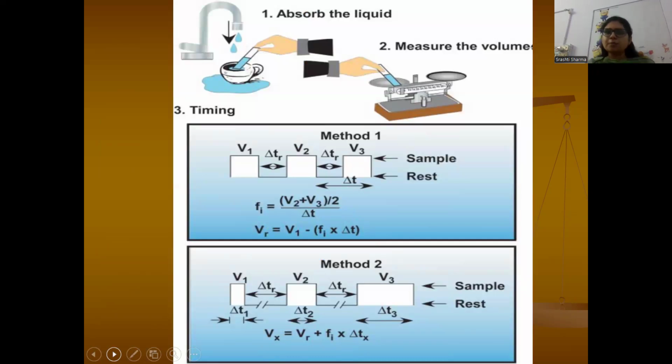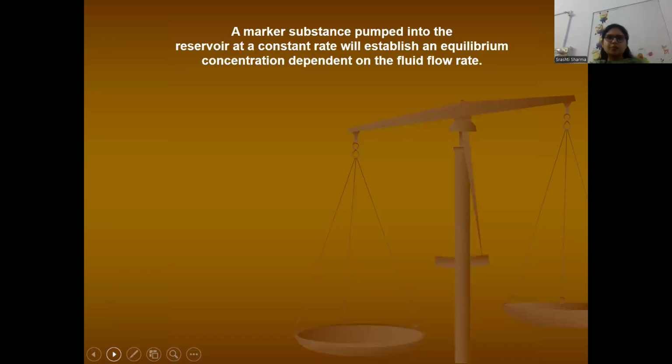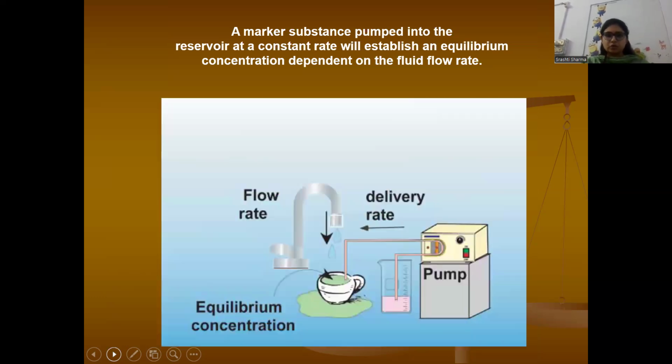So, number 1, absorb the liquid. Number 2, measure the volume. And number 3, timing. So here we can see mathematically method 1, method 2, and method 3: a marker substance pumped into the reservoir at a constant rate will establish an equilibrium concentration dependent on the fluid flow rate. So here we can understand the flow rate, the delivery rate, pump, and the equilibrium concentration.